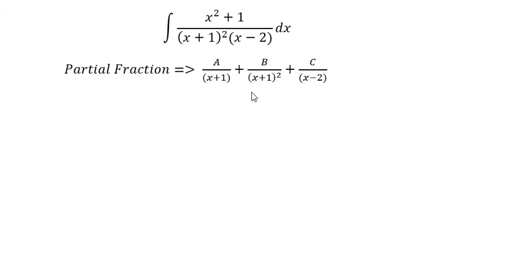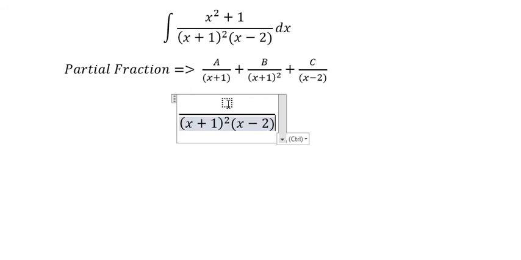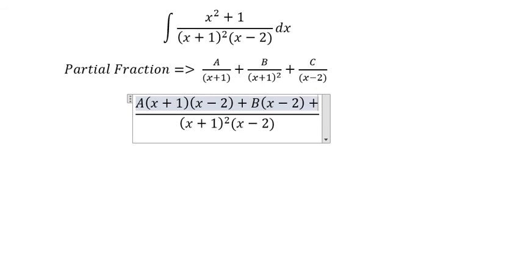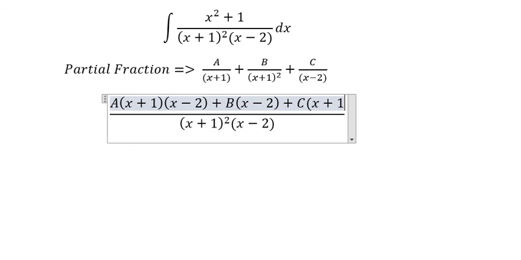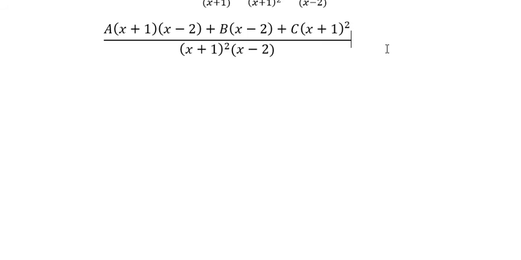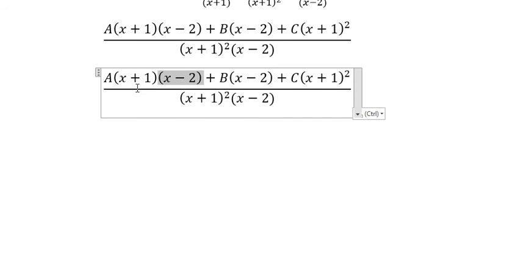Now we do the common denominator back for this denominator in here. So we get the same one. For A, we just have (x + 1) multiplied with (x - 2). For B, we just have (x - 2). For C, we have (x + 1) to the power of 2. Now we need to arrange.